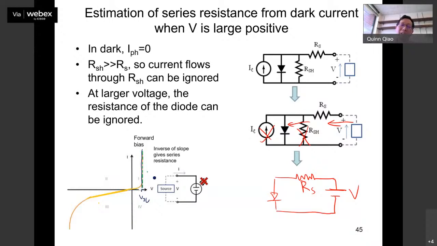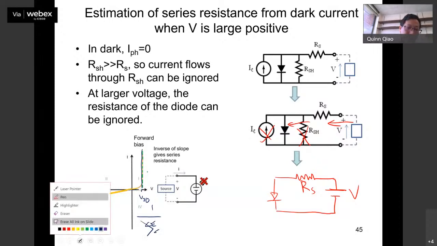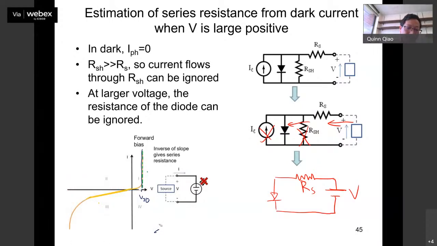So basically, when the V is high, then you take this slope, 1 over delta I over delta V. Then that gives you RS. Yeah, did I answer your question?